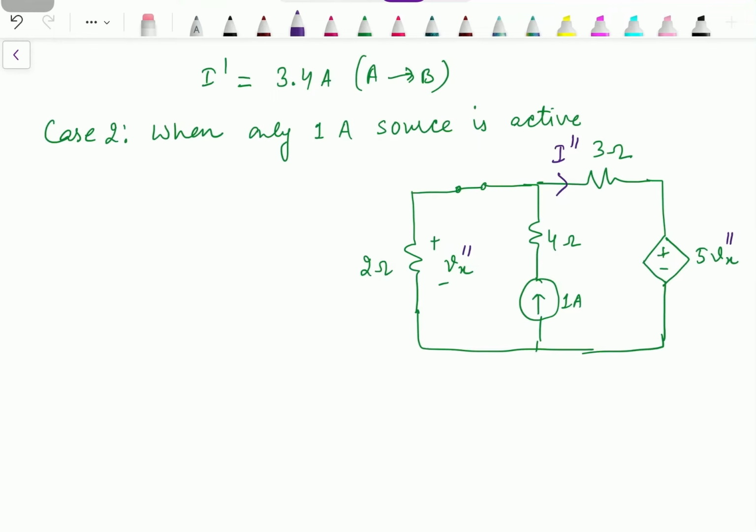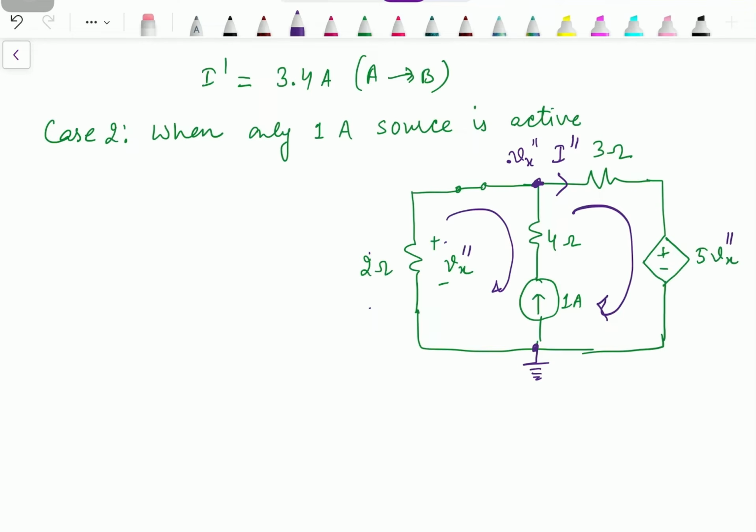Now we can solve this problem by either mesh analysis or nodal analysis. If we want to go with mesh analysis, then we need to write two mesh equations. This is the first mesh, this one is the second mesh, and this will be a case of super mesh. At the same time, if we go with nodal analysis, then we have two nodes, out of which one should be the reference. Let's consider this as the reference, and this one is the node. Since the voltage across the 2 ohm resistance is Vx double dash, the same is the voltage over here. If this is 0, then this node voltage is Vx double dash.